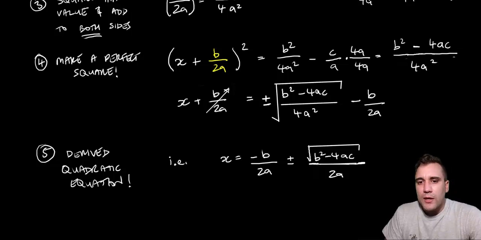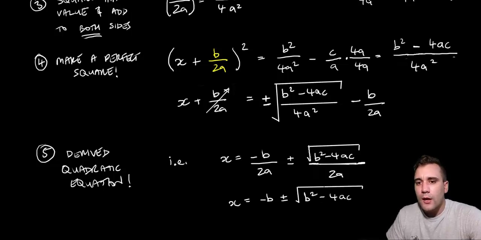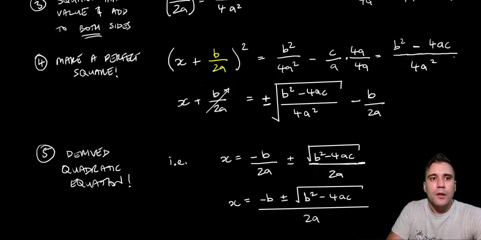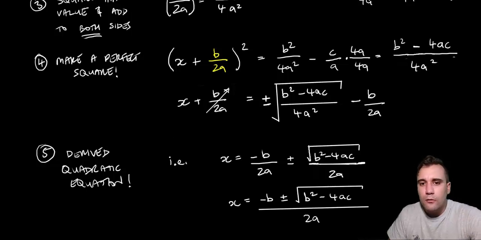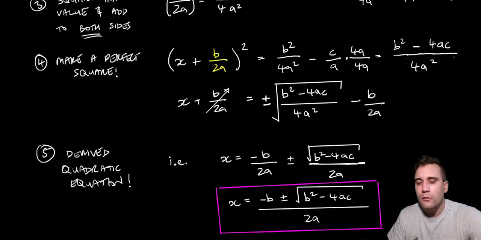Now this negative b is over 2a, and this square root bit here is over 2a. So can't we just put them together? x is equal to negative b plus or minus the square root of b squared minus 4ac all divided by 2a. And that, my dear friends, is the quadratic equation.